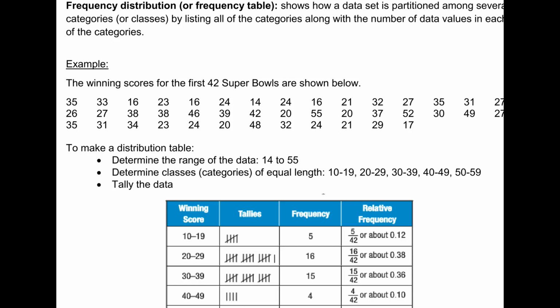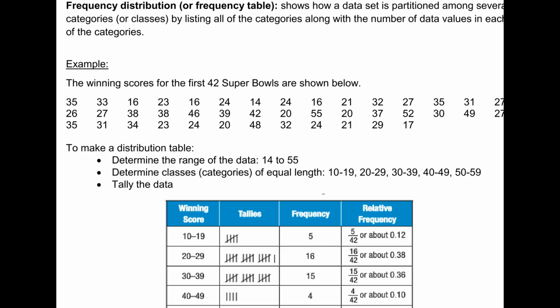All right. So the winning scores for the first 42 Super Bowls are shown below. Let's make a distribution table. Meaning, how many times was the winning score less than 20? How many times was it between 20 and 30?